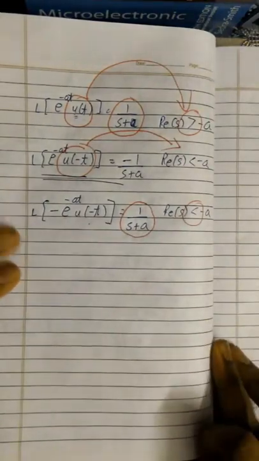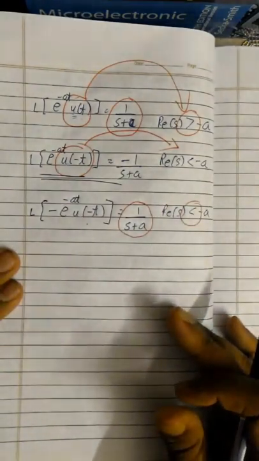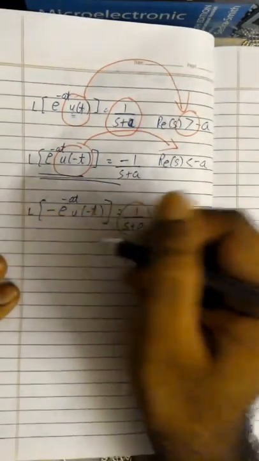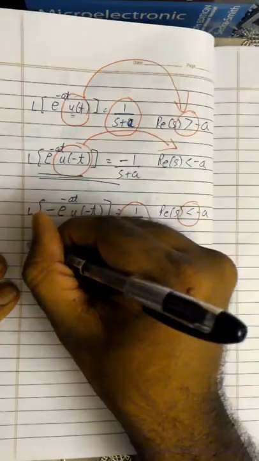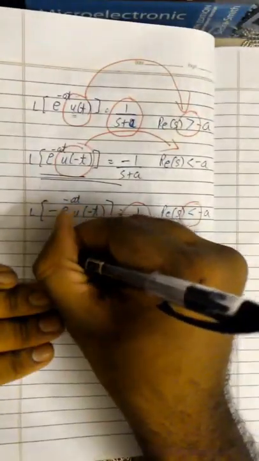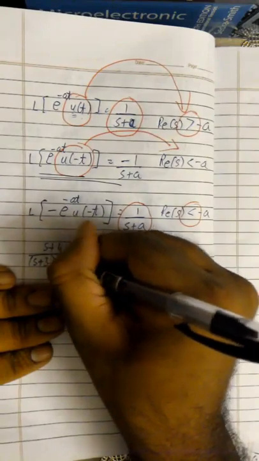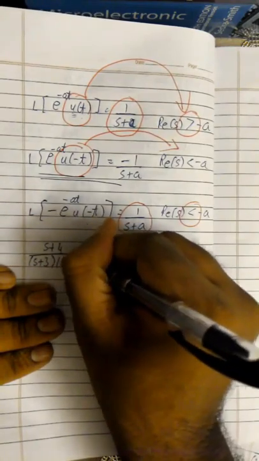Okay, that's very easy. Suppose in your previous question, let's check the previous question. In the previous question, the question was finding the Laplace transform of, let me see this question, I don't remember the question myself. Yeah, this is the question, right? So suppose here s plus 4 by s plus 3 into s plus 2. Okay, this is the question.